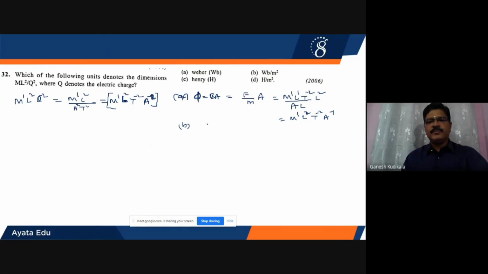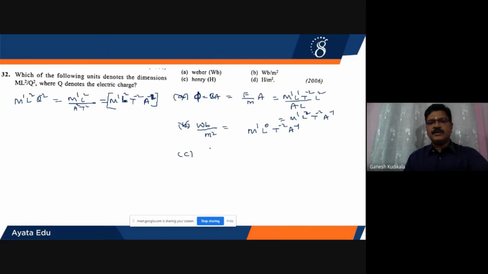Next, B. B is Weber per meter square. Weber per meter square is nothing but what now? Magnetic induction. Weber, I got it. So therefore, by area I will do now. By area, if I do, these two will get cancelled. Therefore, I'll get M1 L0 T power minus 2 A power minus 1. Still, I'm not getting it. Even B is also wrong.